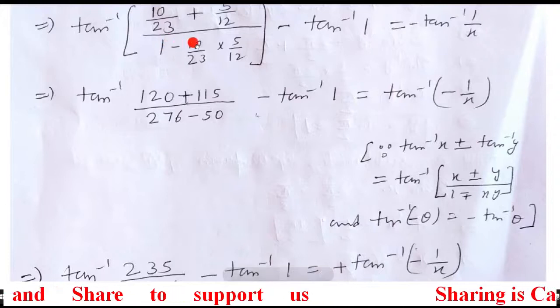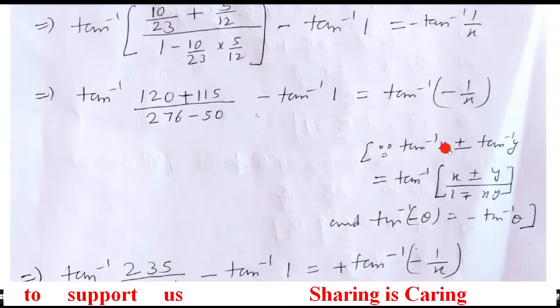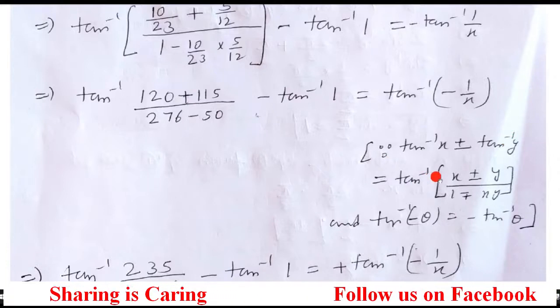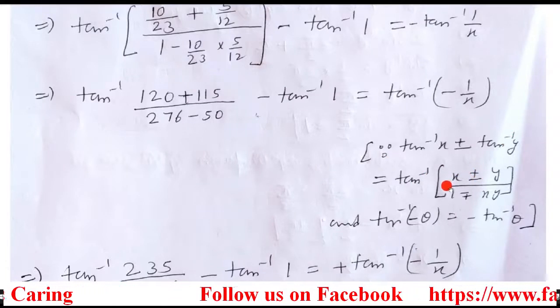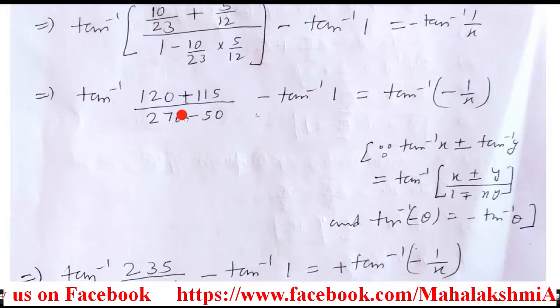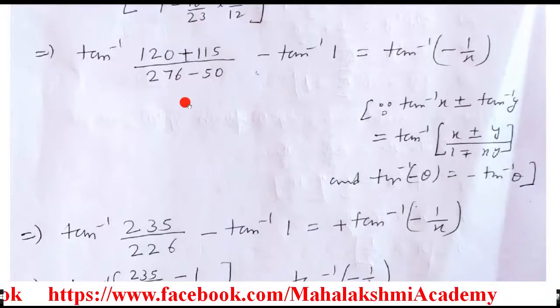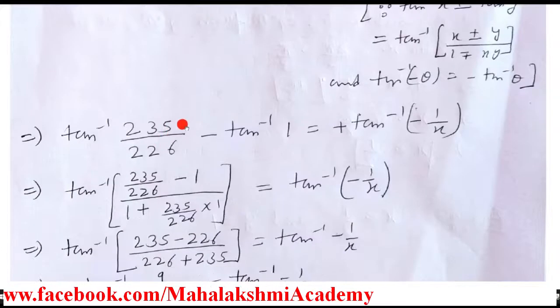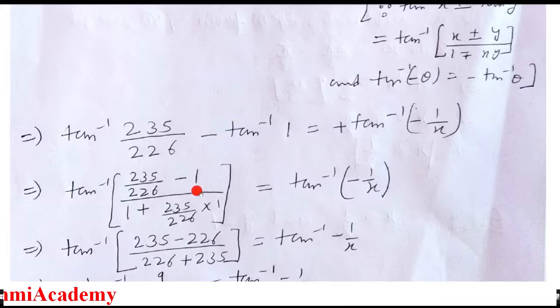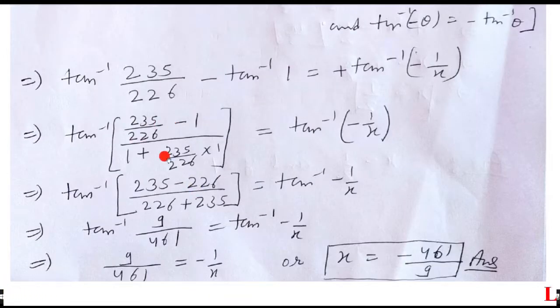And in the previous steps also I used this formula, tan inverse x plus minus tan inverse y is equal to tan inverse x plus minus y upon 1 minus plus xy. I used this formula here, simplified, and obtained this. After all the addition and subtraction, I obtained this step. Now again I used the tan inverse x minus tan inverse y formula here, and then I simplified it. After simplification I got this.